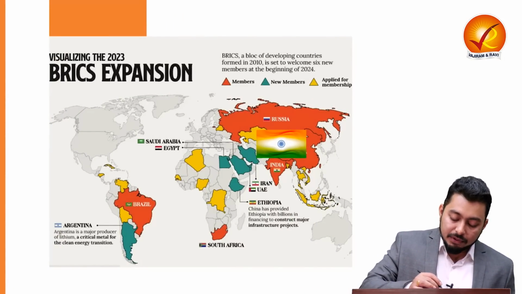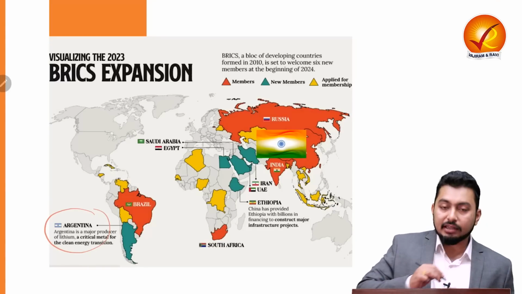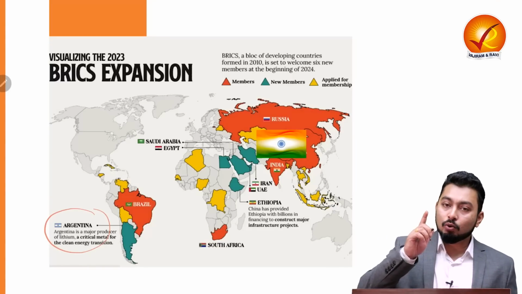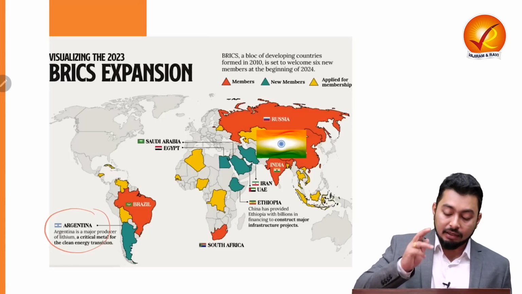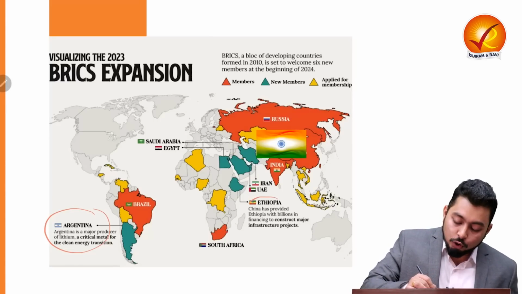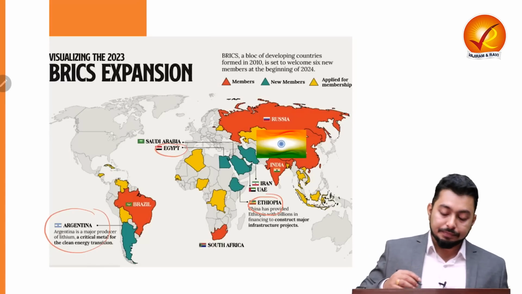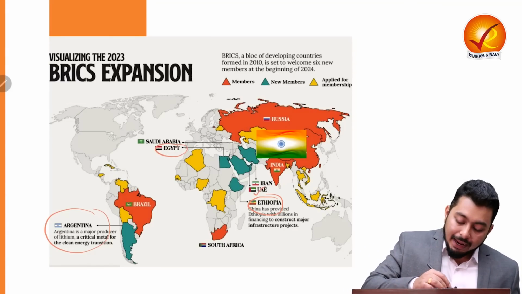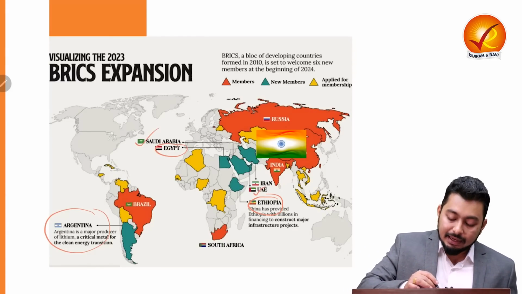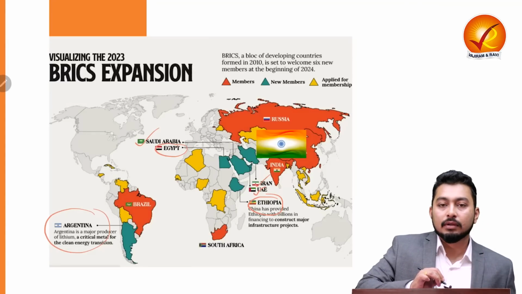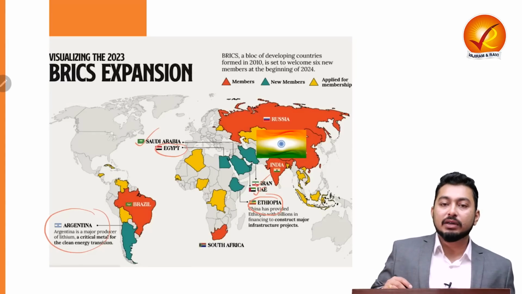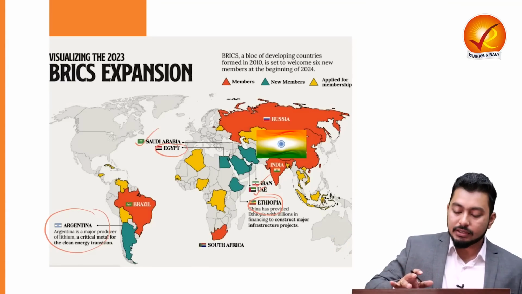So let's look at the members. First is Argentina from South America. Then we are looking at 2 states from the African continent. One is Ethiopia, second is Egypt. Then we have got UAE and Saudi Arabia from the Middle East as well as Iran. So these are the new members along with the 5 old members.